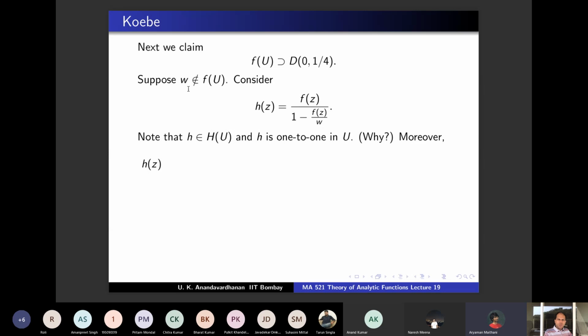So W will be outside of F of U. W is outside F of U, and F of 0 is 0, so 0 is in F of U, and W is outside F of U. So W is not 0, therefore F of z by W makes sense. And further, this is not 0. This part is not 0 because W is outside F of U.